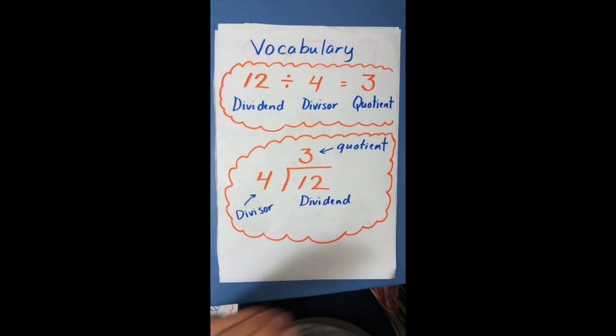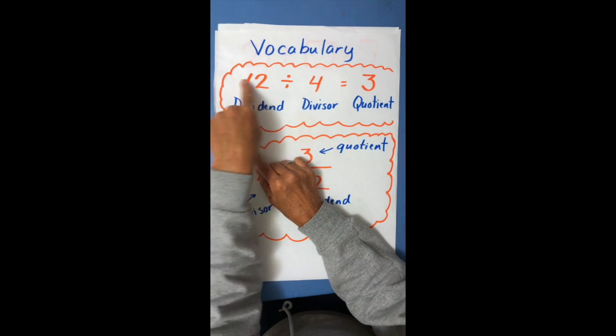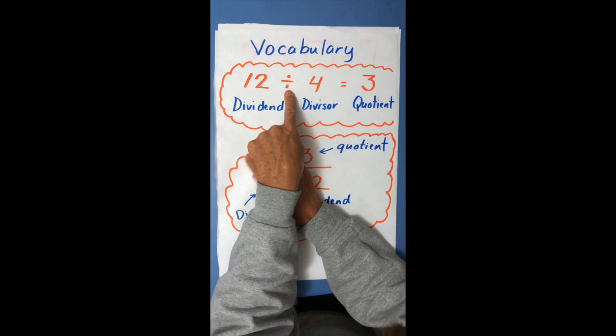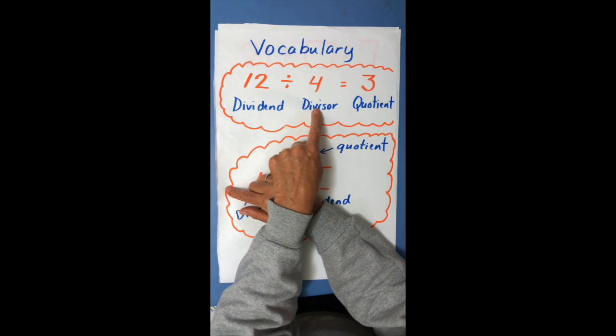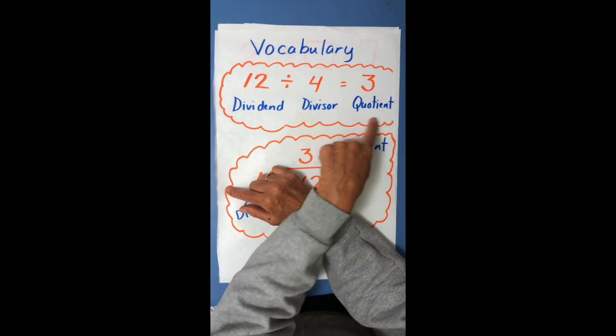So the dividend always comes first when you're doing it horizontally like this and you have this kind of division symbol. And then the divisor. And then we have the quotient. So the quotient is always the answer.